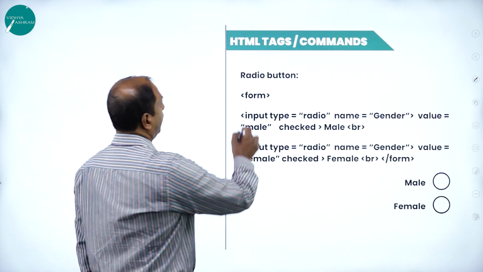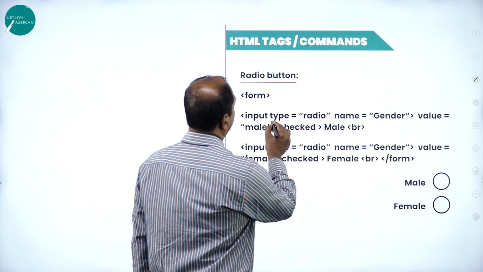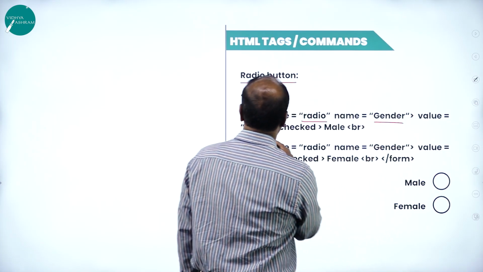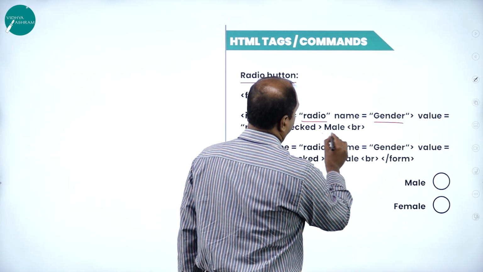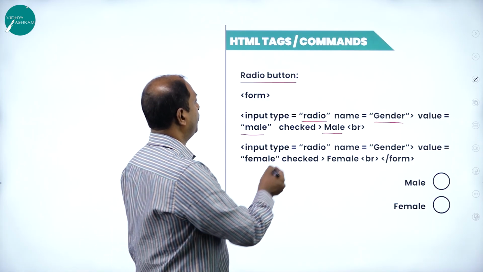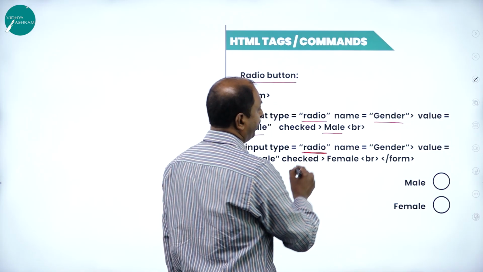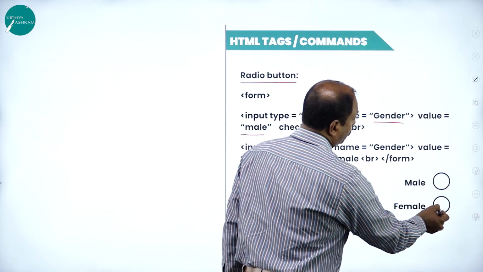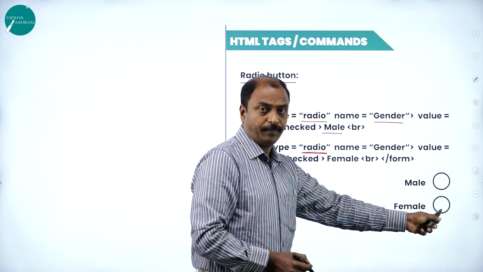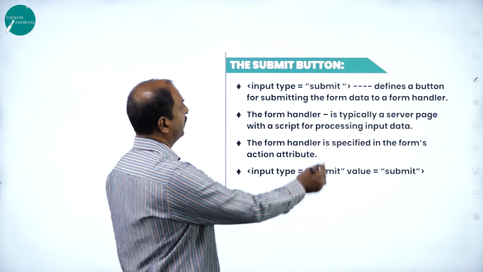Next element is the radio button. In radio button, input type equals to radio, name equal to gender, value equals to male. See, this is the syntax of using the radio button or radio tag, and here input type equals to radio. The form elements, and the output would be like this. So this is the meaning of a radio button. So this is one of the form elements.